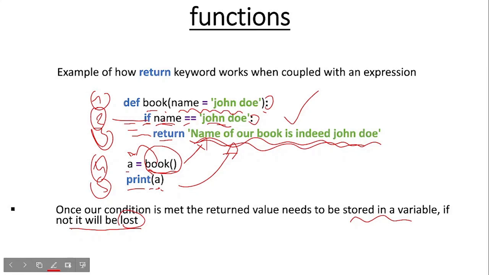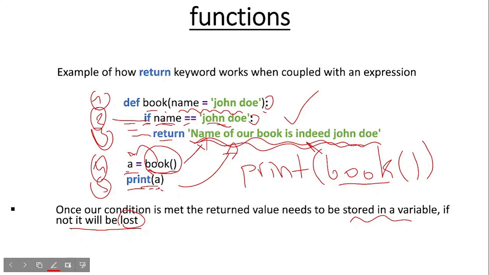Now there's another way, for example, for our value not to be lost of the return keyword. We can just place the book function as an argument inside the print function. So when the function is invoked, the return value will be displayed by the print function. So we have two ways: first placing it into a variable and then using the print function, or just straight using the print function to display the following.